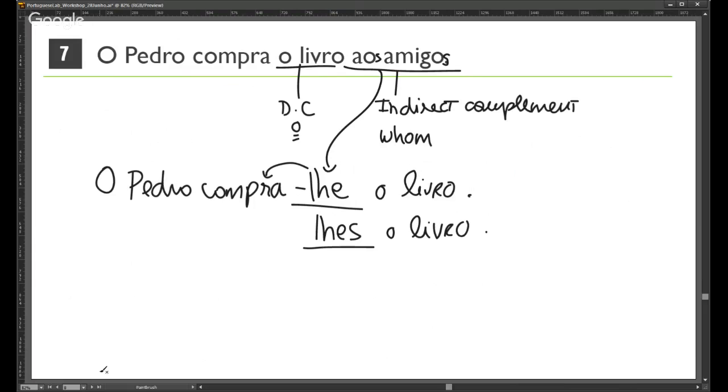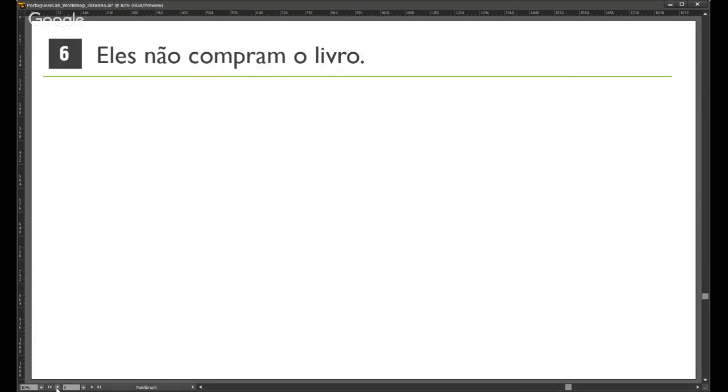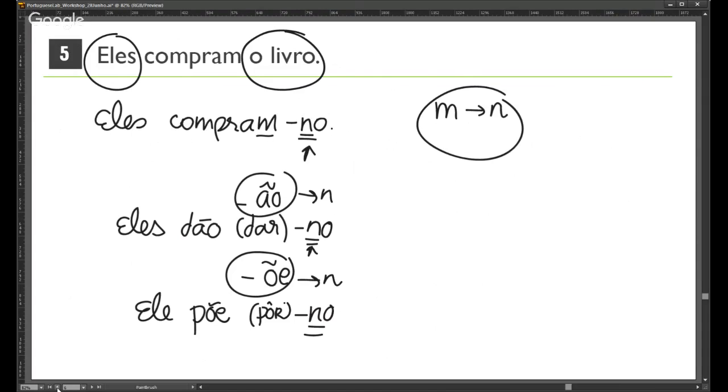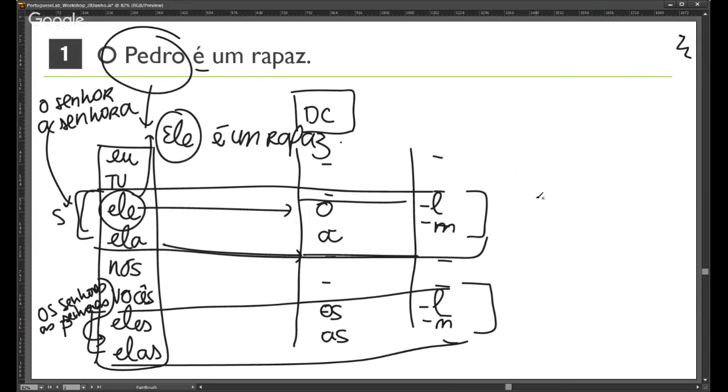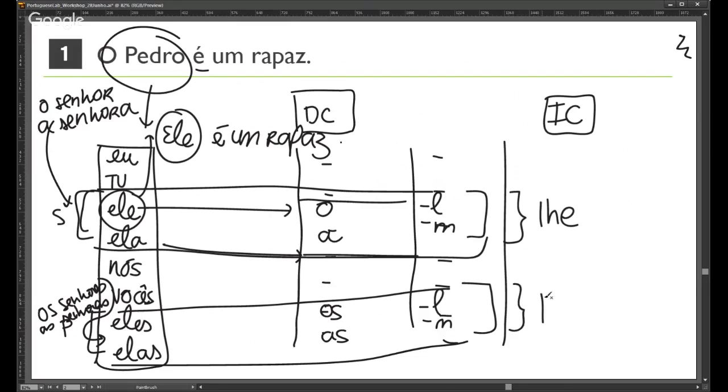If we go back to our pronoun list somewhere here, we are going to add here the indirect complement. And we are also going to be here in the third person, lhe and lhes. The difference is that this one is not going to change according to gender. It's also only going to change according to number. So you have singular and you have plural.